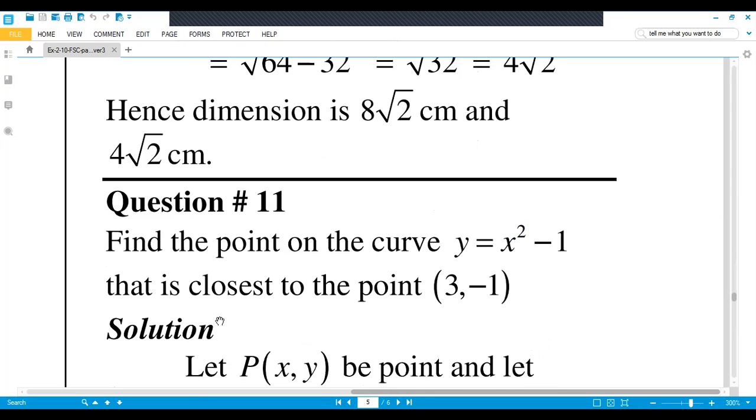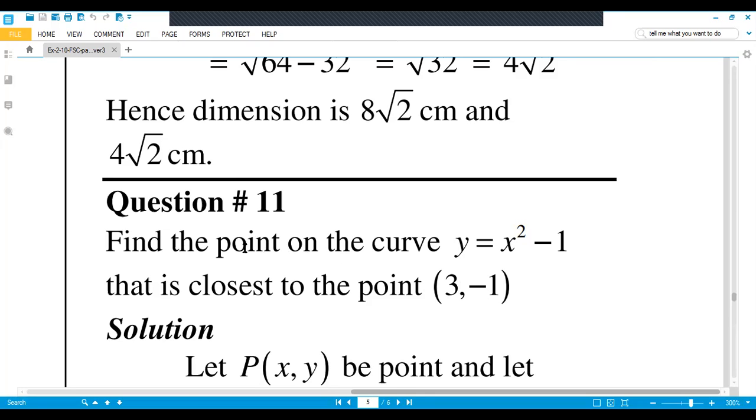Now come to question number 11. Question number 11 is a very important question. Find the point on the curve y is equal to x square minus 1 that is closest to the point (3, -1). You have been given that it is a curve and the point is (3, -1), where the x dimension is 3 and the y dimension is minus 1.